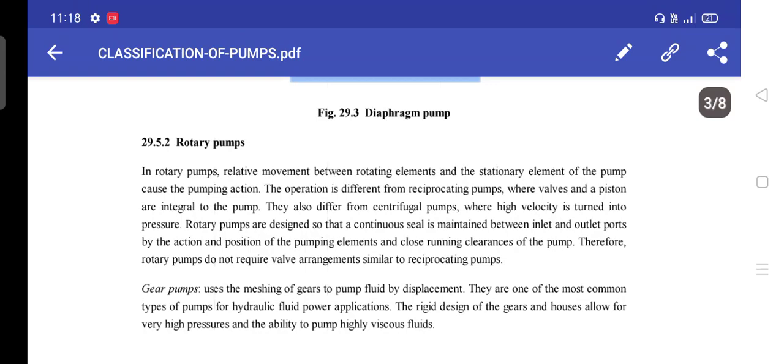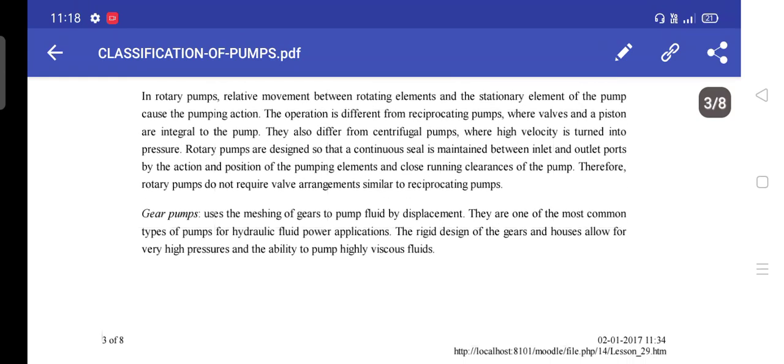These are gear pumps. Gear pumps use meshing of gears to pump fluid by displacement. They are one of the most common types of pumps for hydraulic fluid power applications. The rigid design of the gears and housing allows for high pressure and the ability to pump highly viscous fluids.